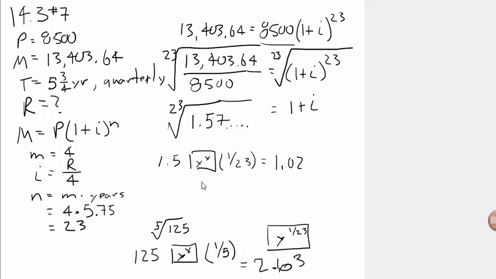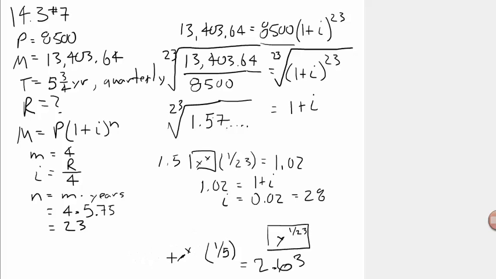So we really have 1.02 equals 1 plus i, or i is equal to, subtract 1 from each side, 0.02, or 2%. Hey, that looks like our answer, doesn't it? Well, it does, but that is equal not to the rate, that's equal to i.